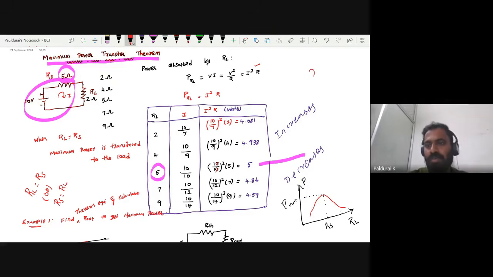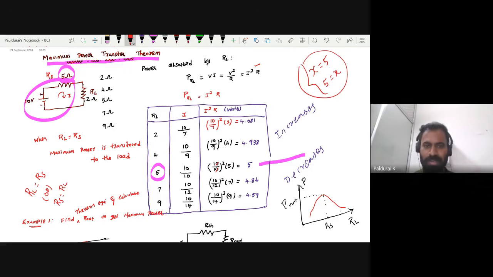There is a difference between x equals 5 and 5 equals x. You guys are all genius in aptitude, right? There is a difference between these two. You please try to get the difference by yourself. I did not explain this even for final year. You guys, you are all genius.